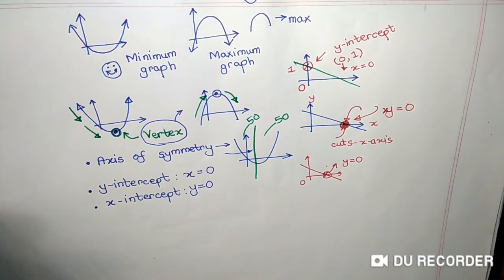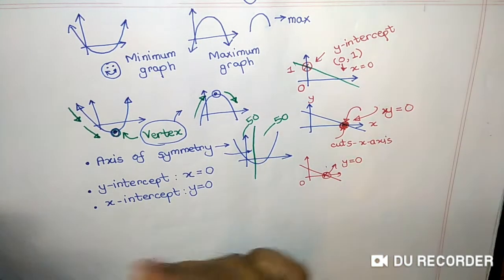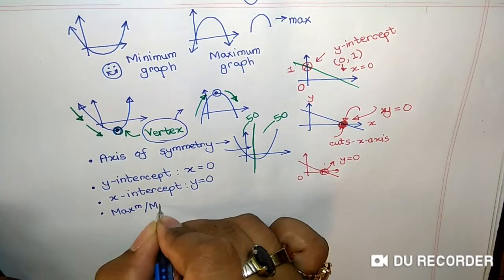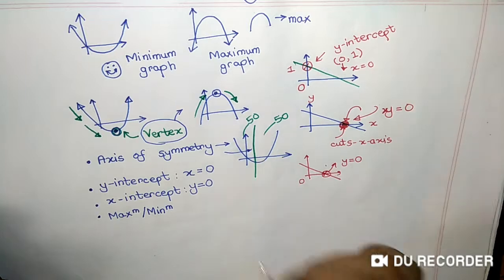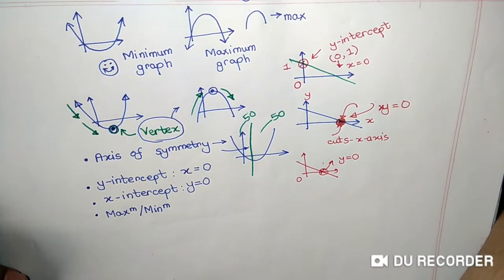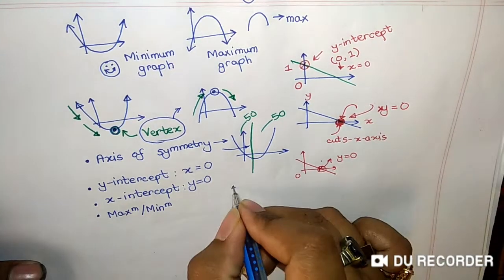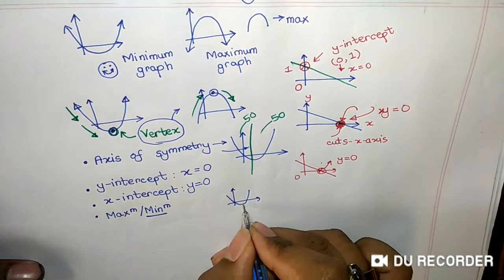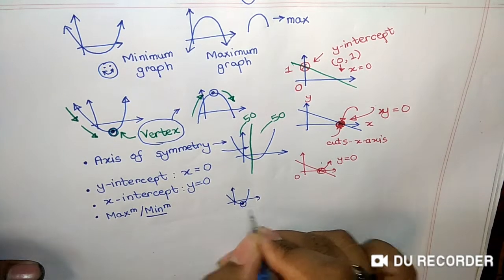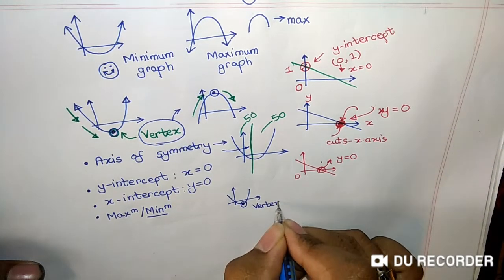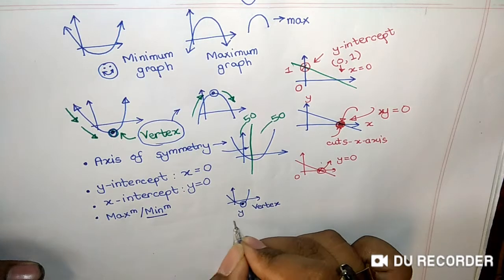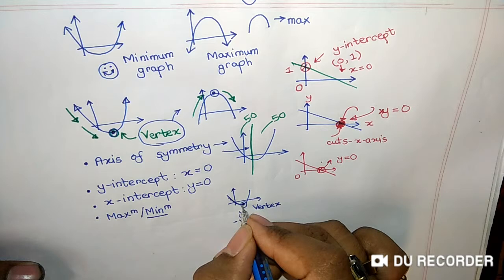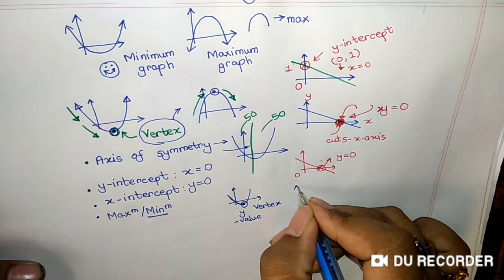Now we are left with three important terms. One is called the maximum or minimum point. Depending on the nature of the graph, if the graph is going to look like a smiley face, then you will have a minimum point, and the minimum point is nothing but the vertex. It's actually the y value of the vertex.